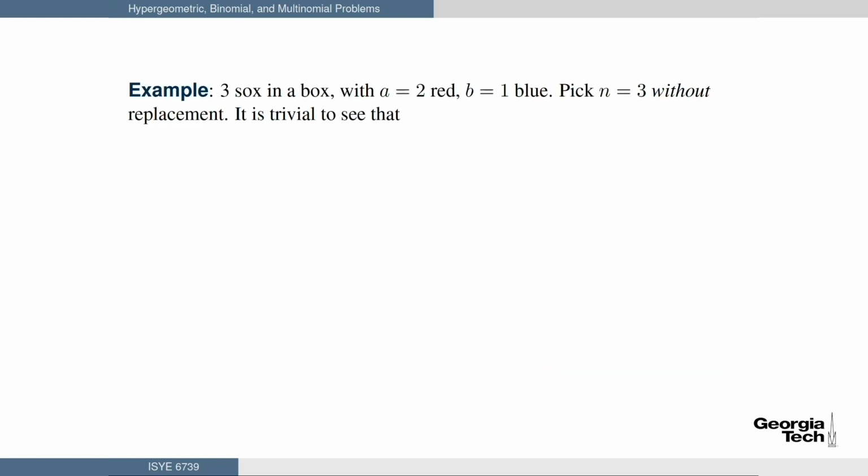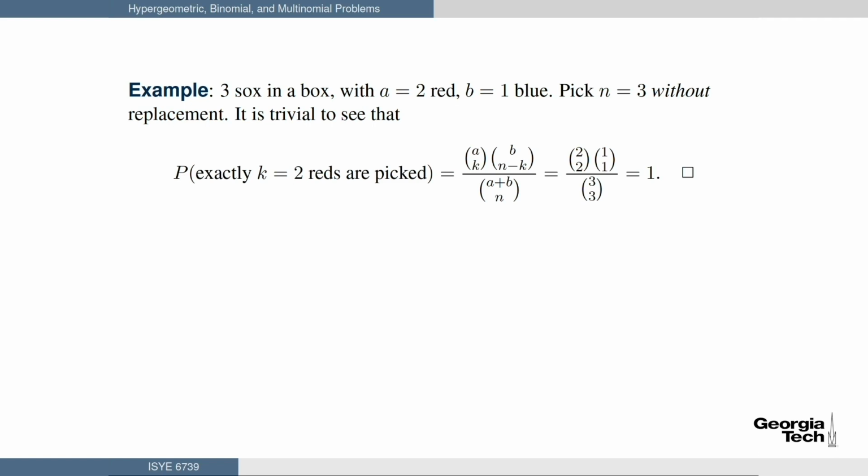Let's do a trivial example and then a less trivial example. Let's suppose we have 3 socks in a box with A equals 2 red socks, B equals 1 blue, pick n equals 3 without replacement. And so I'm picking all of them without replacement. It is trivial to see that the probability of exactly K equals 2 reds, I mean, you don't even need the equation. If I pick all 3, I'm going to pick exactly K equals 2 reds, right?